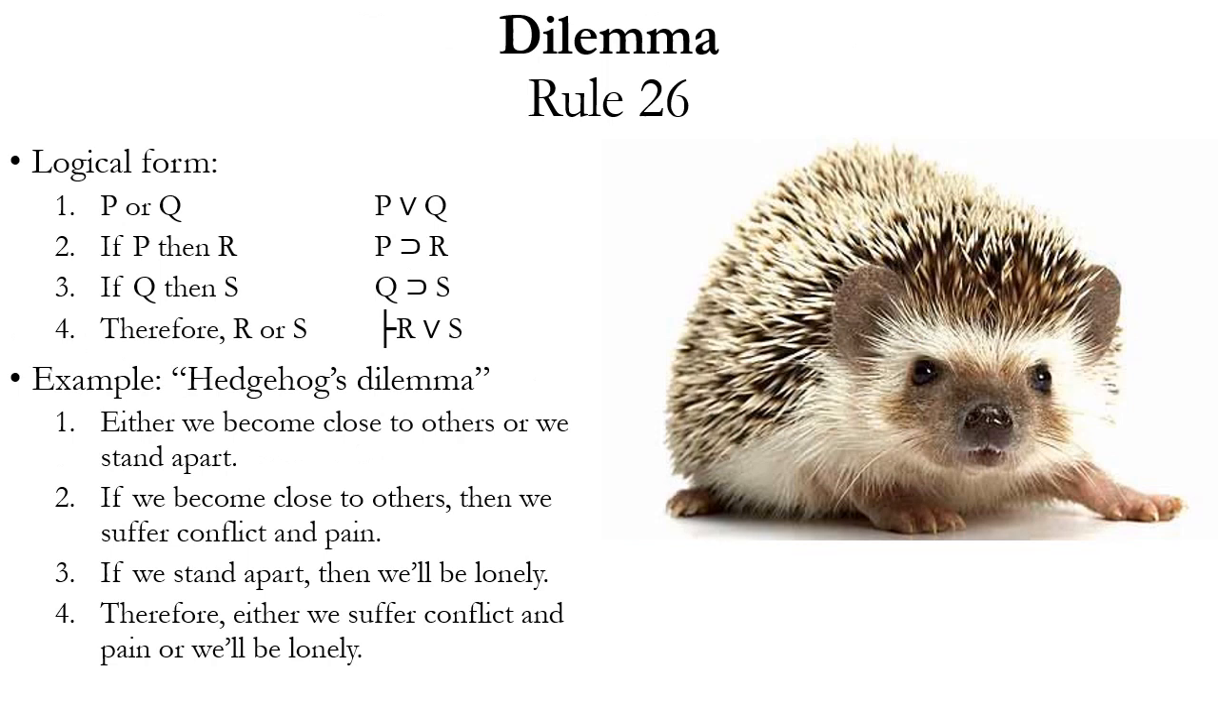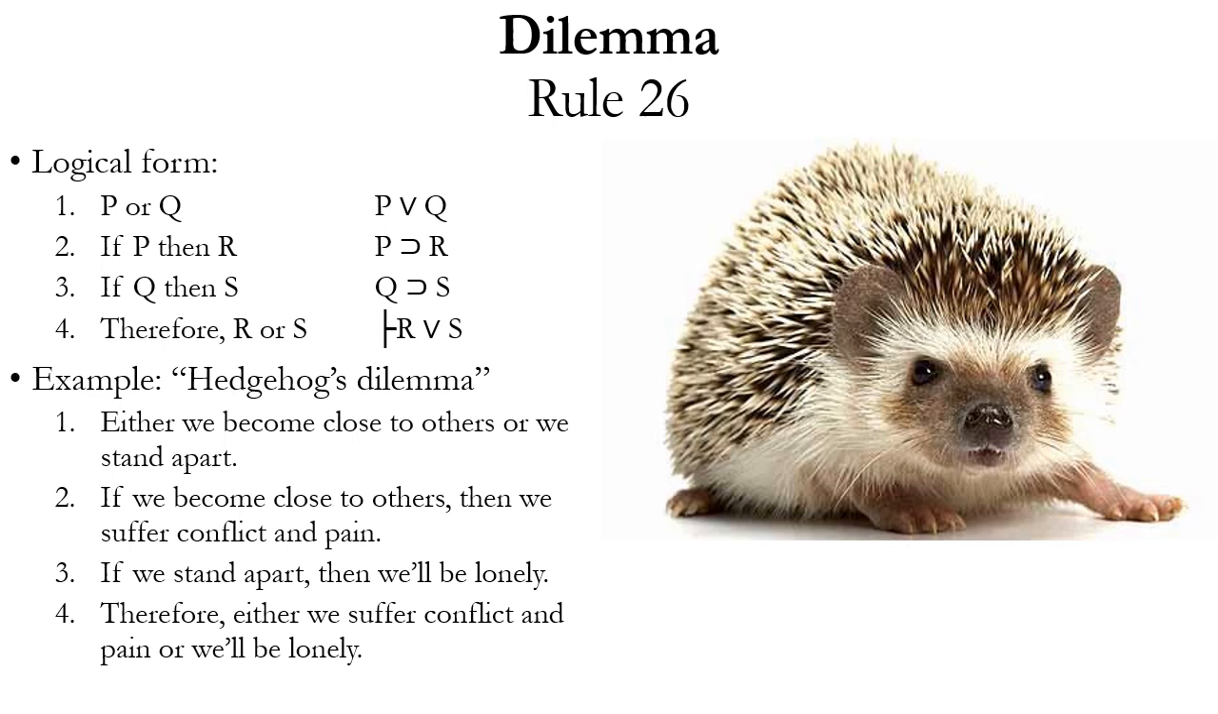Dilemma, often called constructive dilemma, has the form P or Q, if P then R, if Q then S, therefore R or S. It's called the constructive dilemma because out of that disjunction in the first premise, you can create another disjunction in your conclusion. You can construct or create another disjunction.